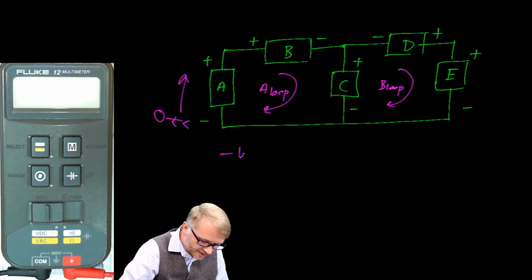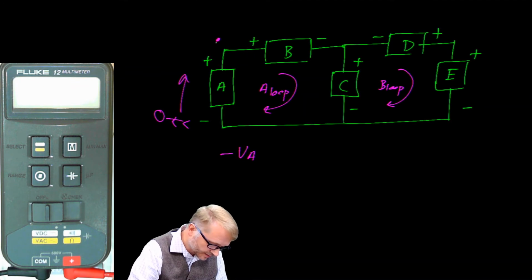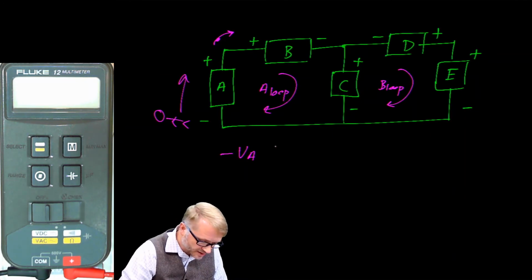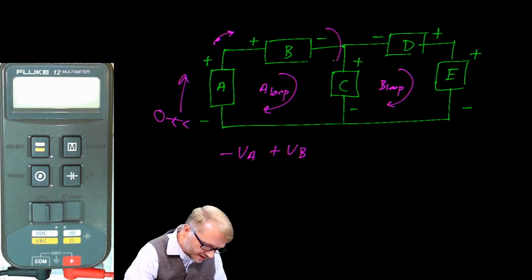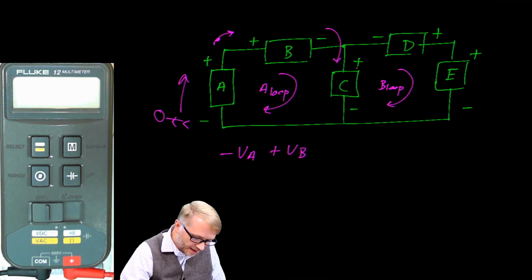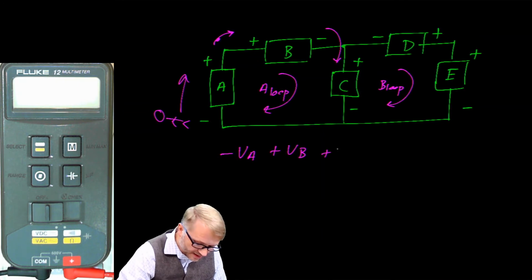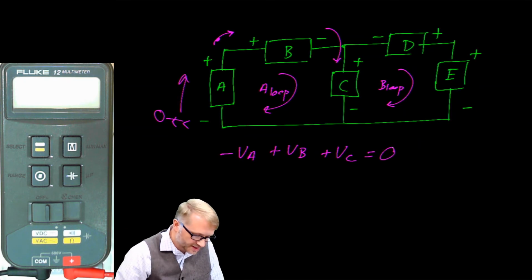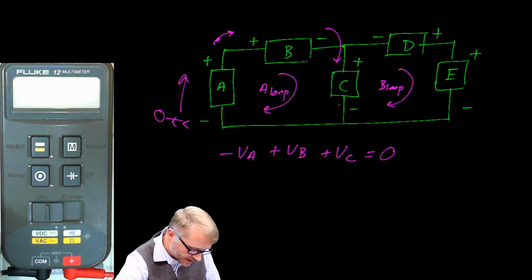So negative voltage on A, which brings us to this point here. We're continuing our journey. Notice that element B has a positive at that particular location. So we say plus VB, which brings us here now. And the element C has a positive, so that's plus VC. And now we're back where we started, is equal to 0. So that's one loop.